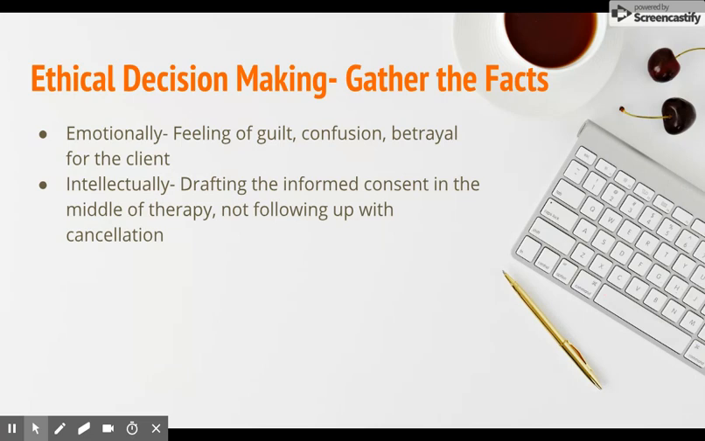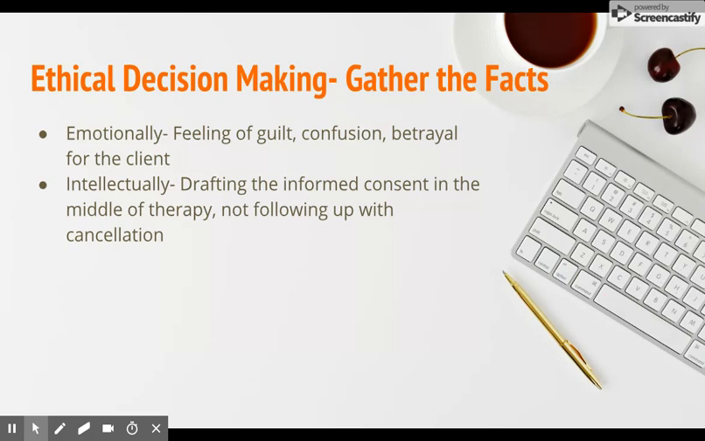So the first step to ethical decision-making is gathering the facts. Before I go through the steps, I would like to mention that I'm going to look at ethical decision-making and the 9 steps of ethical decision-making through 2 different lenses. The first one will be the 9 steps mentioned in the ASCA Code of Ethics. And the second one will be ethical decision-making through a proposed 9-step plan from Douglas May of the University of Kansas.